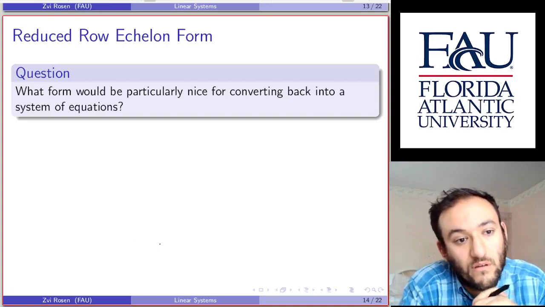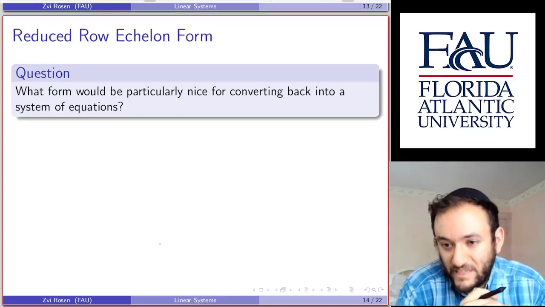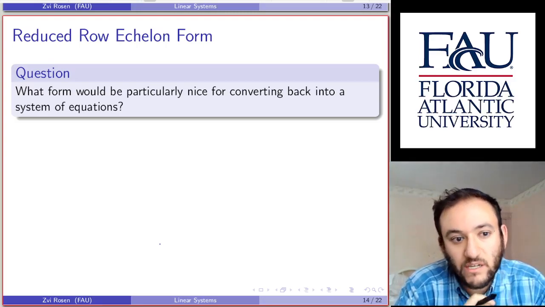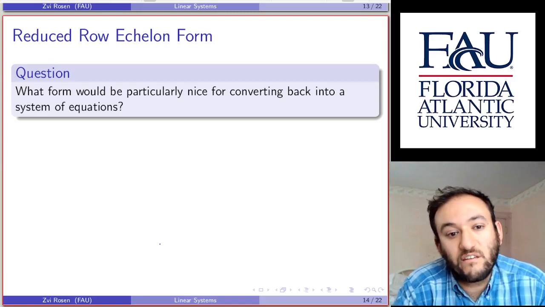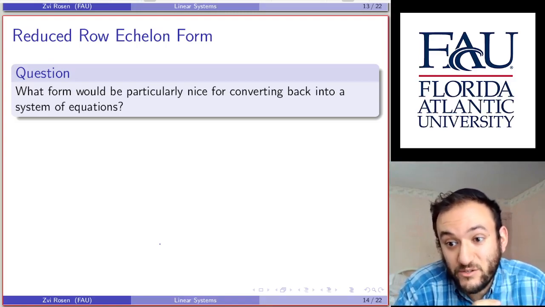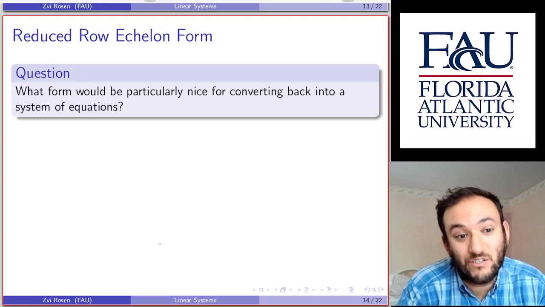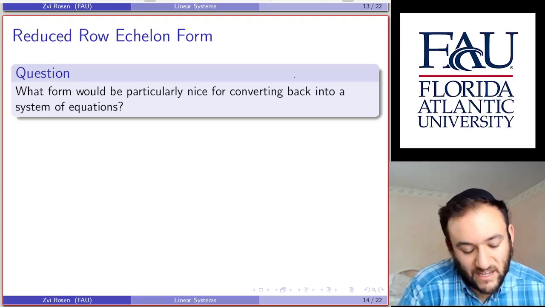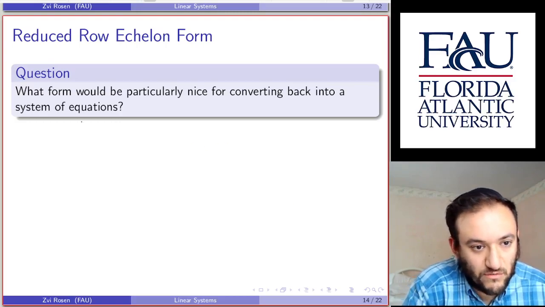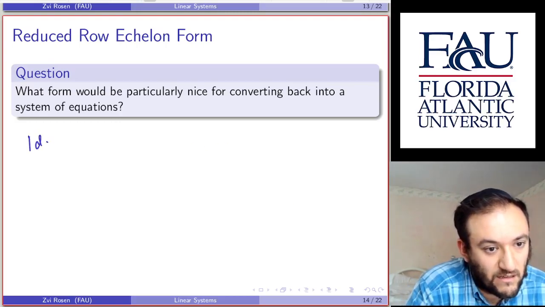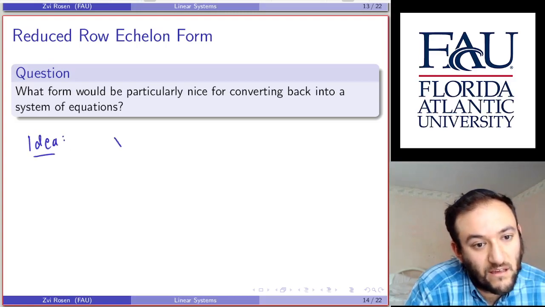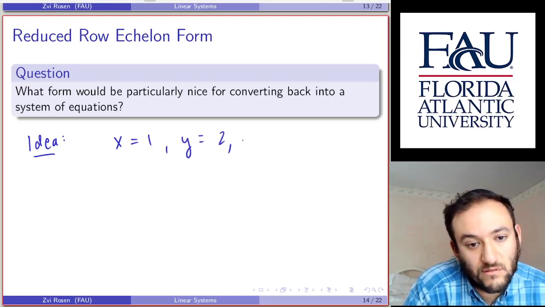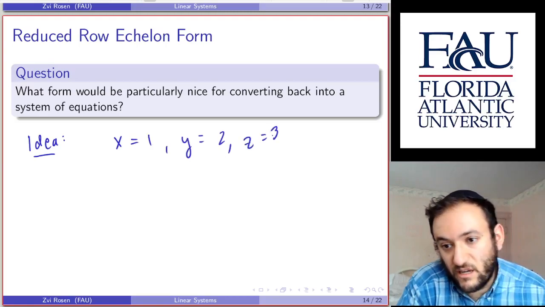Okay, so now that we know what we can do to a grid, what do we want to do to this augmented matrix? What form would be particularly nice to get our augmented matrix in for converting back into a system of equations? Well, the easiest thing to have at the end of the day would be a set of solutions. So the idea would be to have something like x equals 1, y equals 2, z equals 3, and then you'd be done.